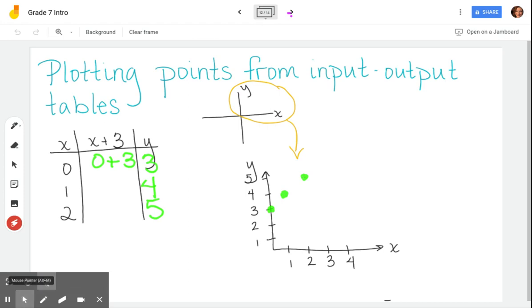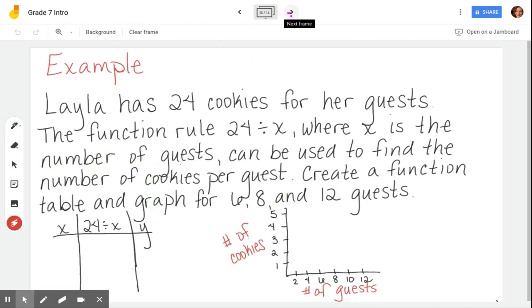All right, let's look at another, if it's part of a word problem. So this one says, Layla has 24 cookies for her guests. The function rule 24 divided by x, where x is the number of guests, can be used to find the number of cookies per guest. Create a function table, which I've already got started, and graph for 6, 8, and 12 guests.